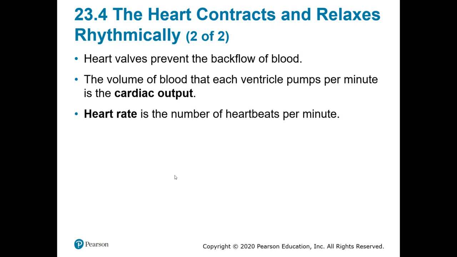And then heart rate is going to be the number of heartbeats per minute. Now, cardiac output, we have a formula for that. We take basically the amount of blood that can be ejected per beat times the heart rate, and that is going to tell us the cardiac output. All right. So again, that's how we calculate that.